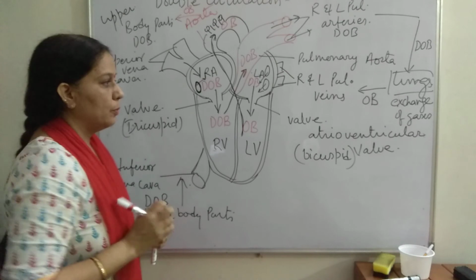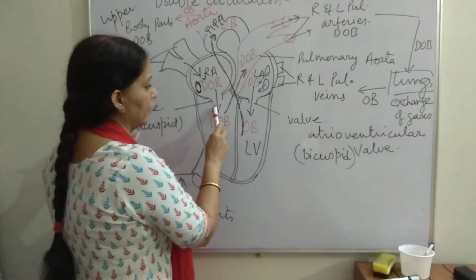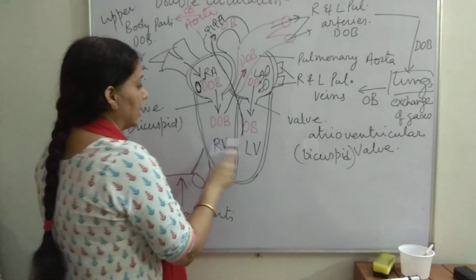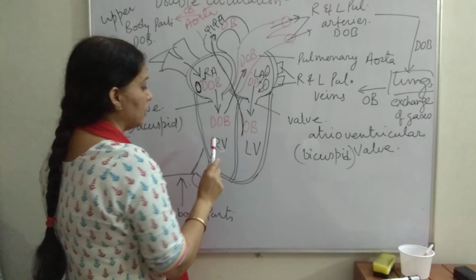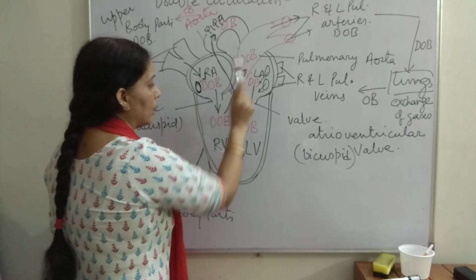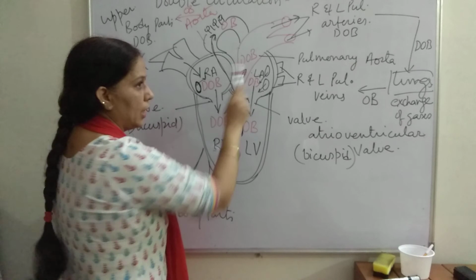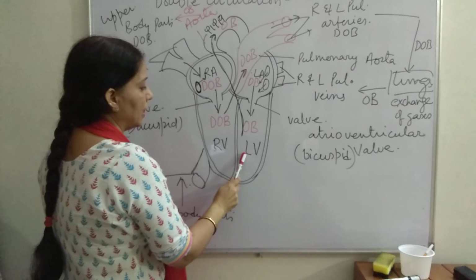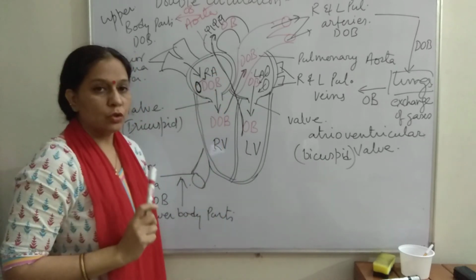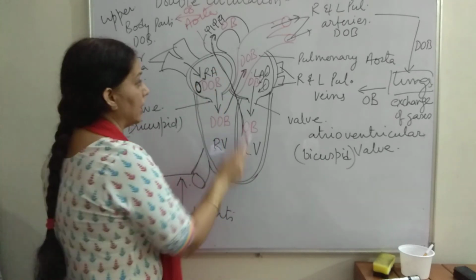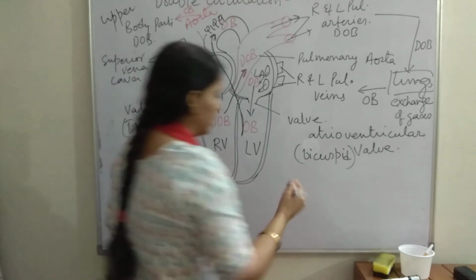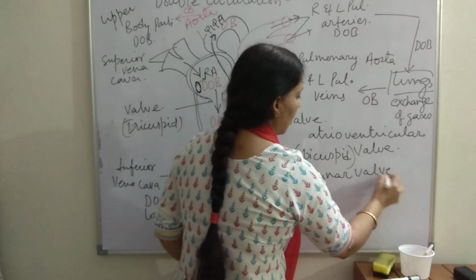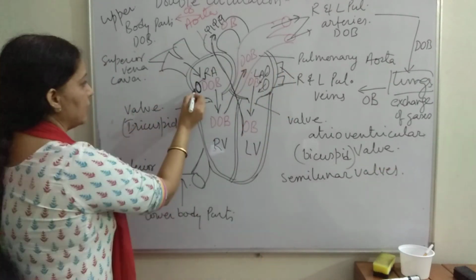You have to remember the position of four valves. Two of these are atrioventricular valves, and there are two more valves between ventricles and aorta. One valve is between right ventricle and pulmonary aorta. Right ventricle and pulmonary aorta. One valve. Another valve, left ventricle and systemic aorta. Left ventricle and systemic aorta. Right? So these two valves which are present between ventricles and aorta are called semilunar valves. Semilunar valves. Fine.